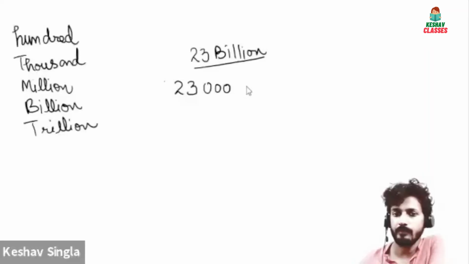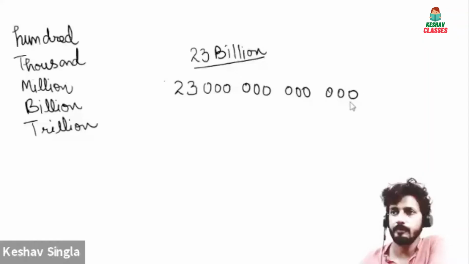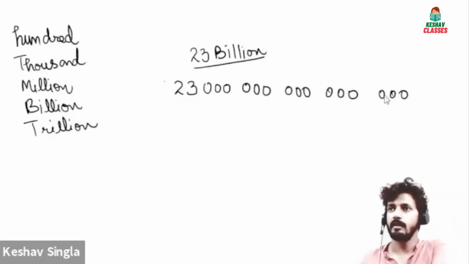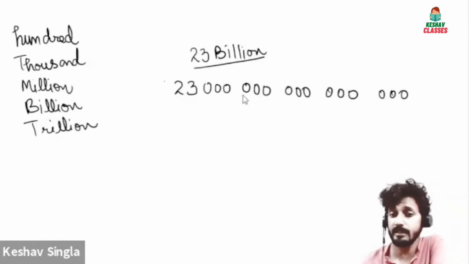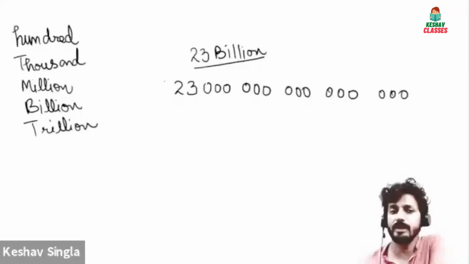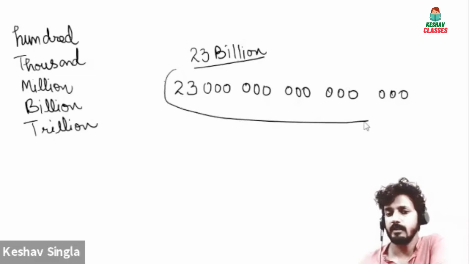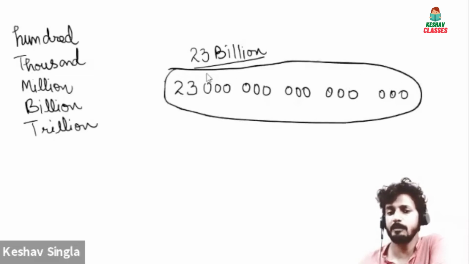So 23, 3 zeros. Okay. Another 3 zeros. Okay. Another 3 zeros. Okay. Another 3 zeros. Oh my God. Are you sure? So many zeros. 1, 2, 3, 4, 5, 6, 7, 8, 9, 12, 15 zeros. You sure about it? Maybe I can remove one of them. Okay. Can you just figure out how much this number is equal to? Just look at this number and tell me what this number is equal to.